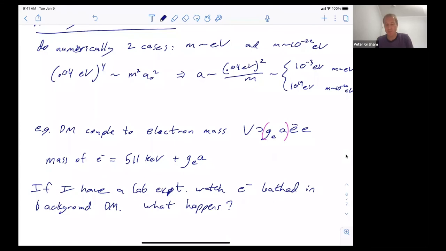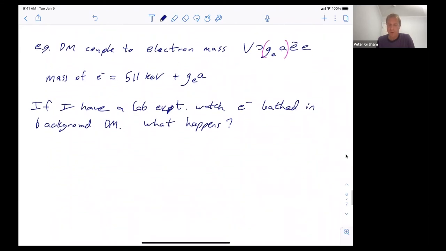Okay, so hope you had a chance just to think about it. Again, if you haven't seen this stuff before and you're not familiar with this language, I don't actually expect you to solve it in the little bits of time I give you, but just to think about it. So what's the answer? What do I see? Well, if I very carefully watch my electron, I should see its mass, but I should see its mass affected by the value of the background axion field.